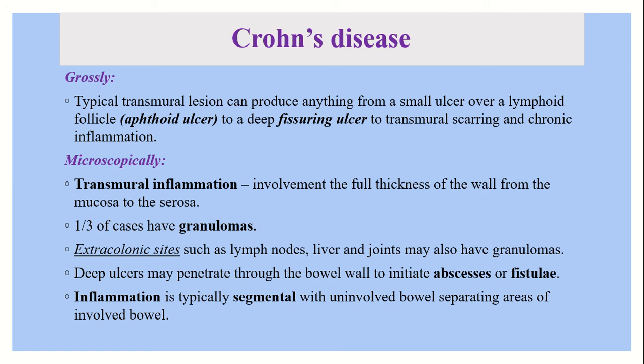If you remember, we just discussed ulcerative colitis, where we said that inflammation is limited to the mucosa. But in Crohn disease, the inflammation involves all of the layers. Then, one third of the cases have granulomas. This is a granulomatous disease. Extracolonic sites, such as the lymph nodes, liver, and joints, may also have granulomas. Deep ulcers may penetrate through the bowel wall to initiate an abscess or fistula. Inflammation is typically segmental, with uninvolved bowel separating areas of involved bowel. This is also a typical histologic feature of Crohn disease.